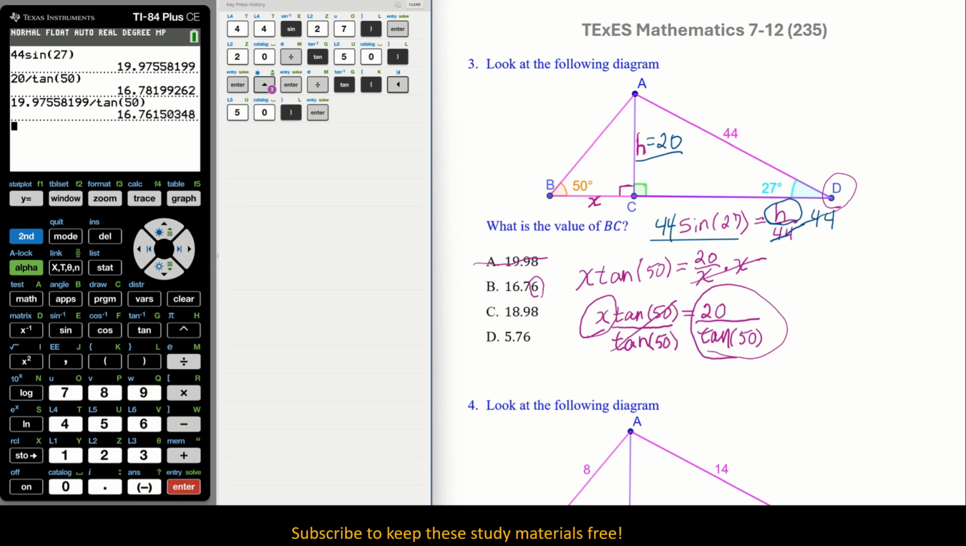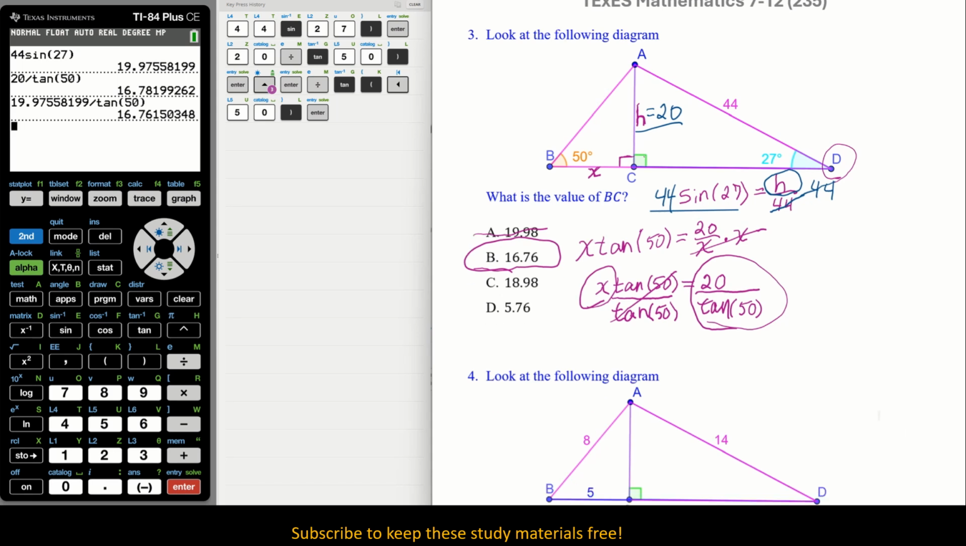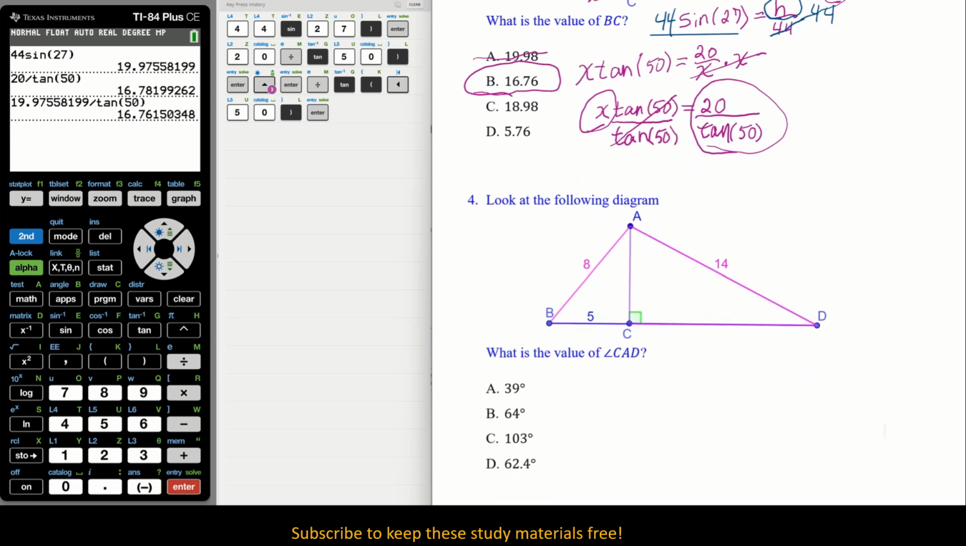There we go. See, and this is why I mentioned before, I'm a little uneasy sometimes by rounding, being so snappy with my rounding, because it can make a difference. However, we fixed it. It wasn't a big deal. And obviously, B is our answer option. Okay. All right. Let's look at number 4.